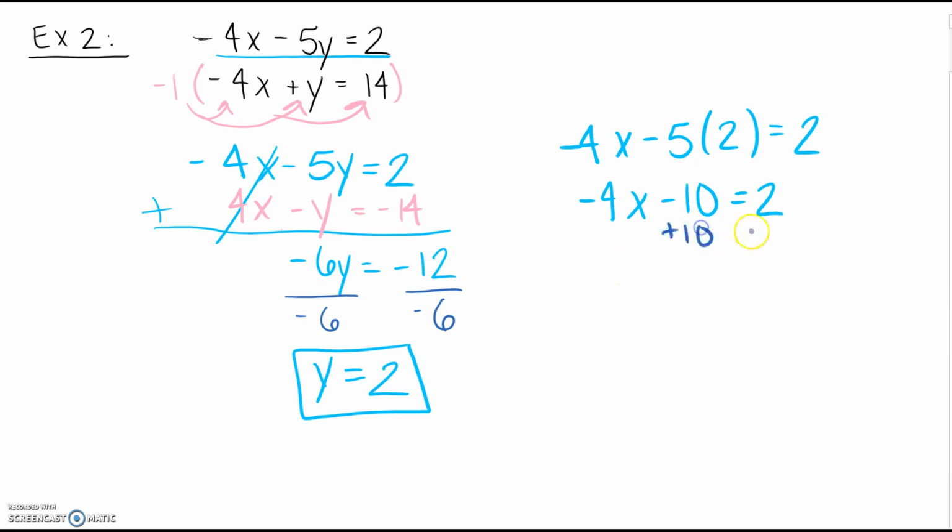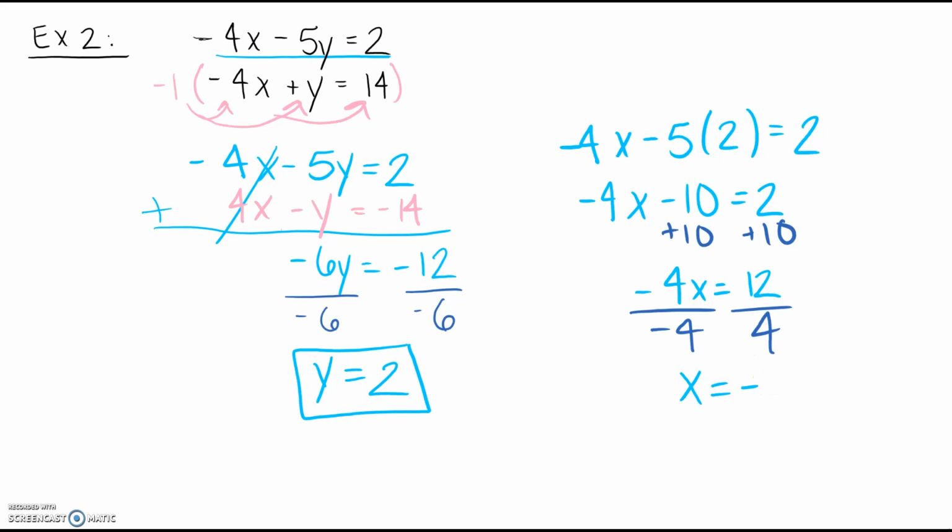Alright, anyways, so plus 10. Negative 4x equals 10 plus 2 is 12. So now I'm going to divide by -4. And I get x equals 3. Just kidding, -3. Because I accidentally dropped my negative. Alright, hopefully you guys don't make this many mistakes in your homework tonight. So my solution is -3, 2.